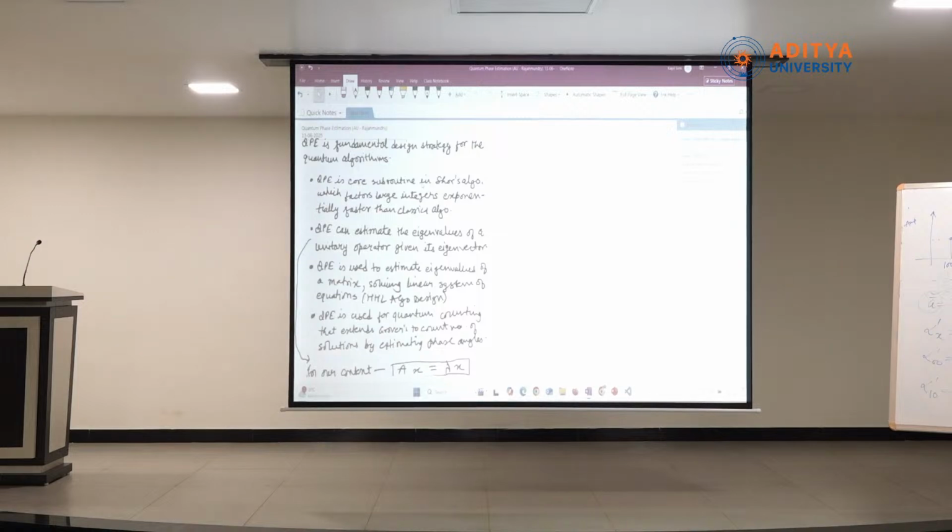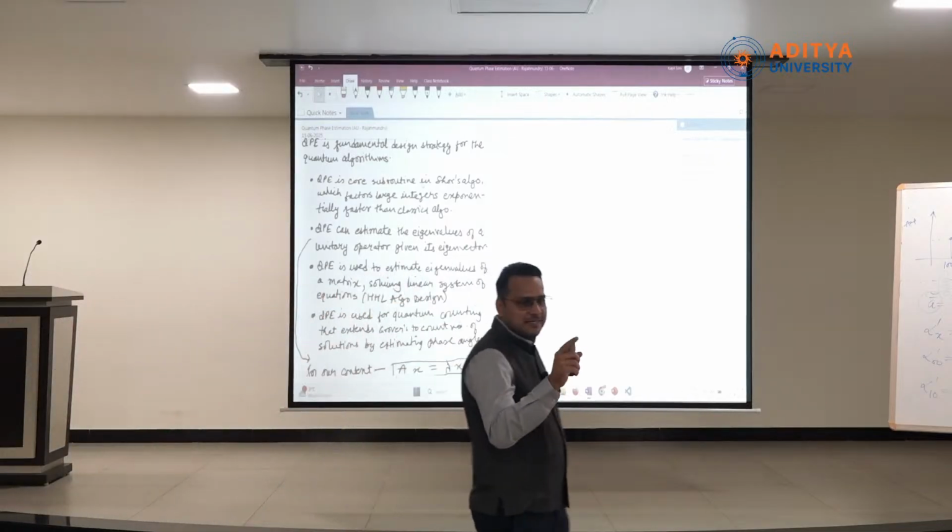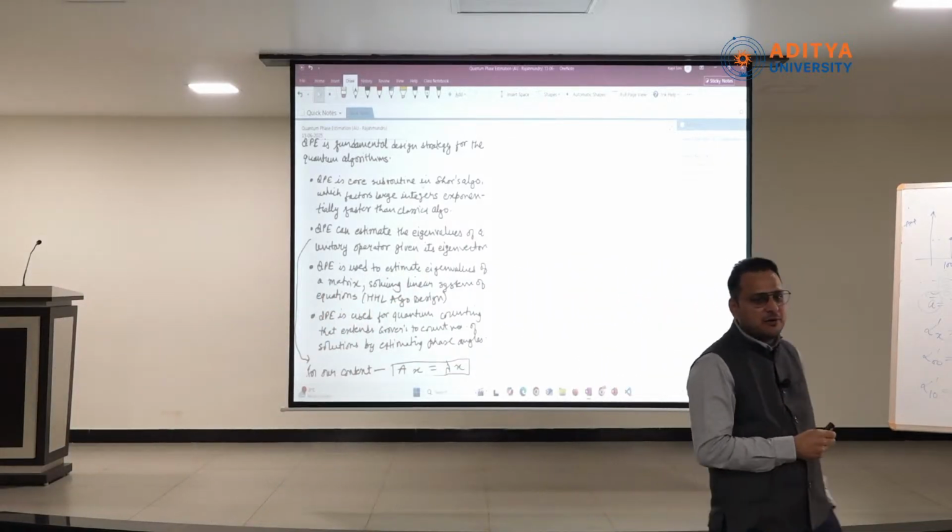So now what's next? This is the first application based on which the Shor algorithm can be implemented. The other thing is that quantum phase estimation can estimate the eigenvalues of a unitary operator given its eigenvector. It's a main application in our context, and it is connected to the last topic of our session, that is the dimensionality reduction problem.